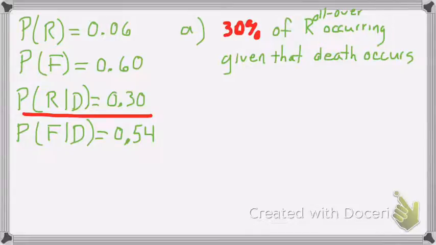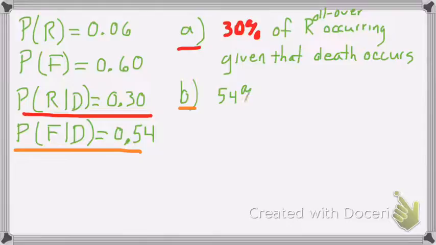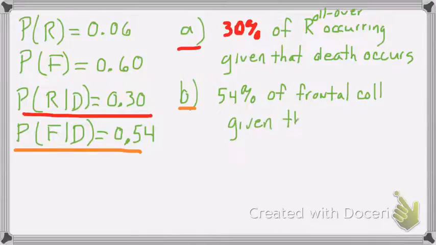For part B, it's going to want you to interpret the probability of F given D. So this probability here of F given D is what we're going to be interpreting in this part. And that's going to be that you have a 54% probability of a frontal collision given that a death occurs.